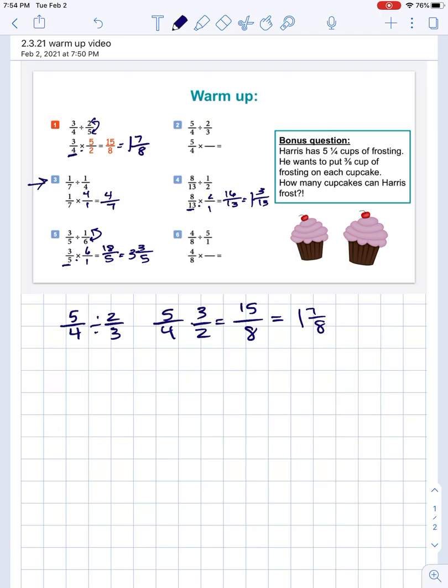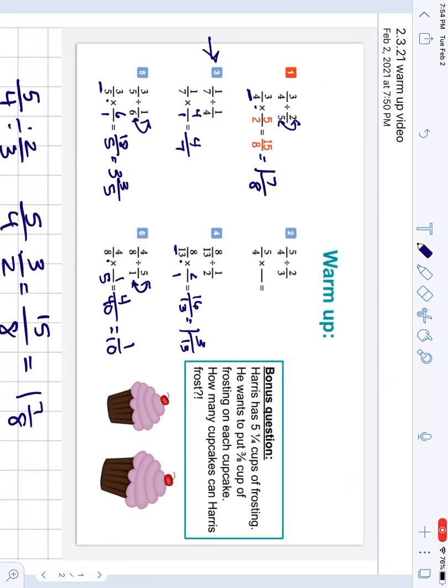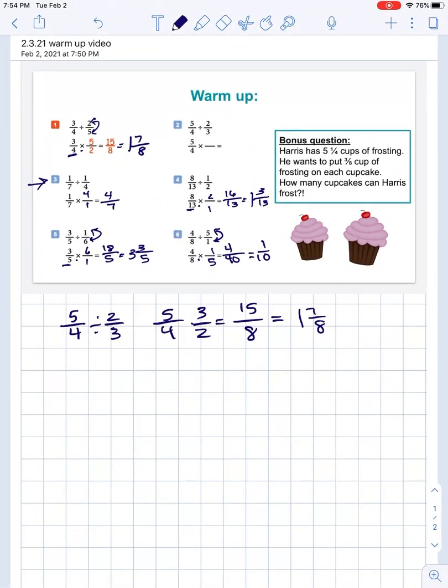And then the last one here, number 6, 4/8 times, instead of being 5/1, we'll write 1/5. And that gives us 4/40, which we can simplify to 1/10. Now let's take a look at this bonus question.